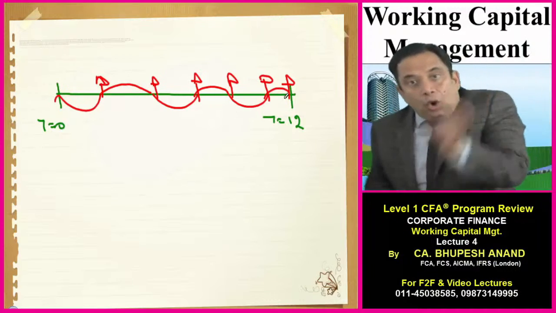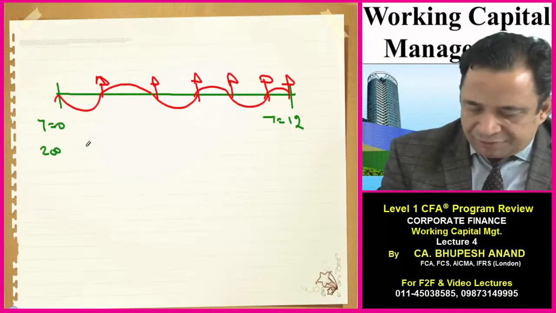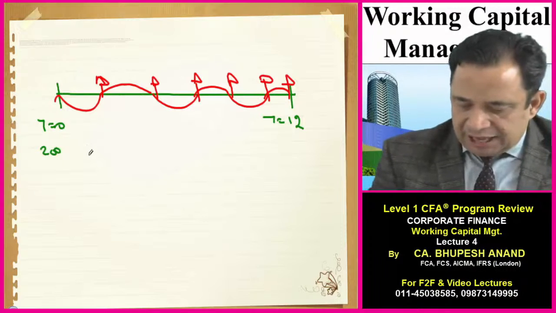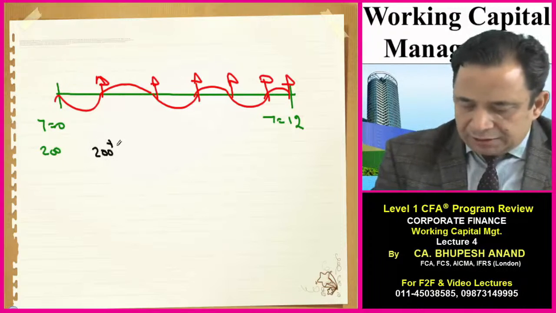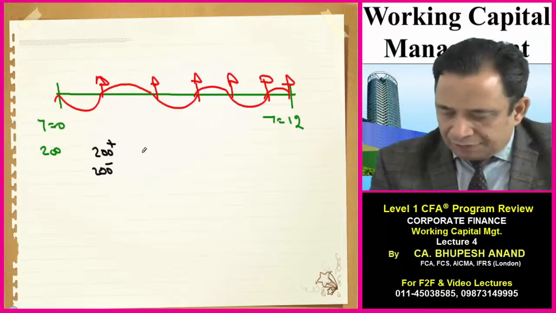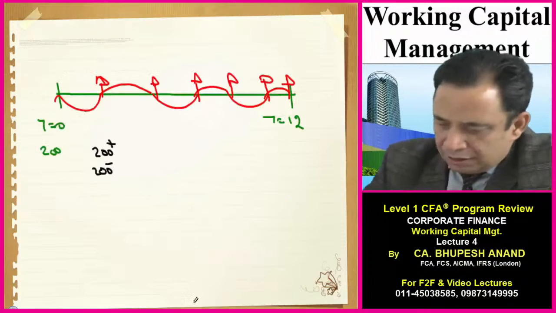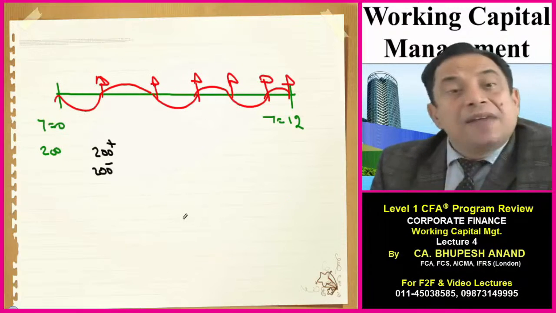It means old debtors, that is 200, have paid, so we have received. Then again, we have given the goods on credit. Again, after 2 months, after 6 times 2 months. How have I calculated 2 months?